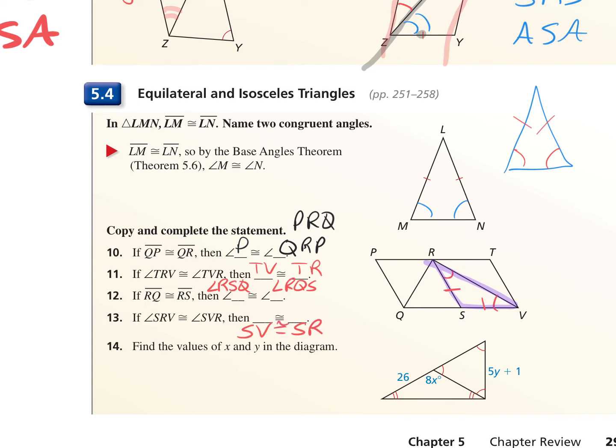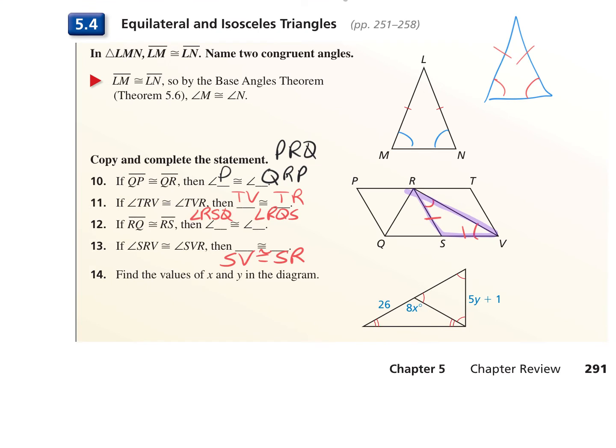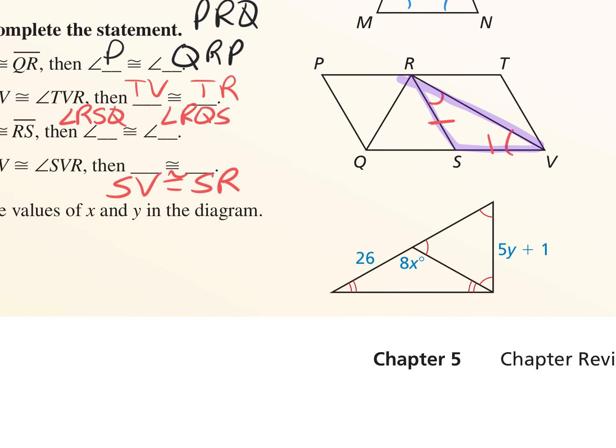Next, it wants me to find the values of X and Y from this figure. So this is where I'm going to use those corollaries, or at least one of them. If I have a triangle that's equiangular, then I also know it's equilateral. So in this triangle right here, since all angles are the same, then I also know it's equilateral, and all the sides are the same.